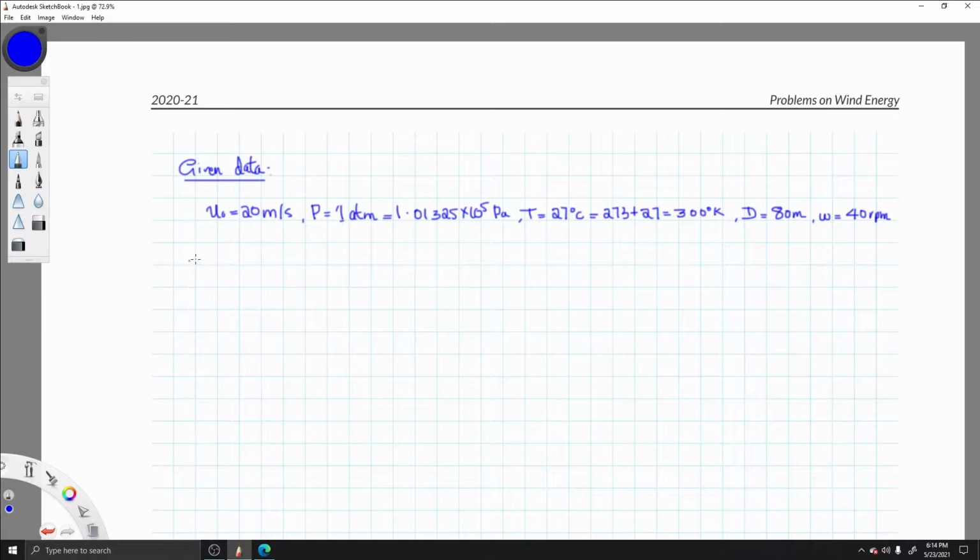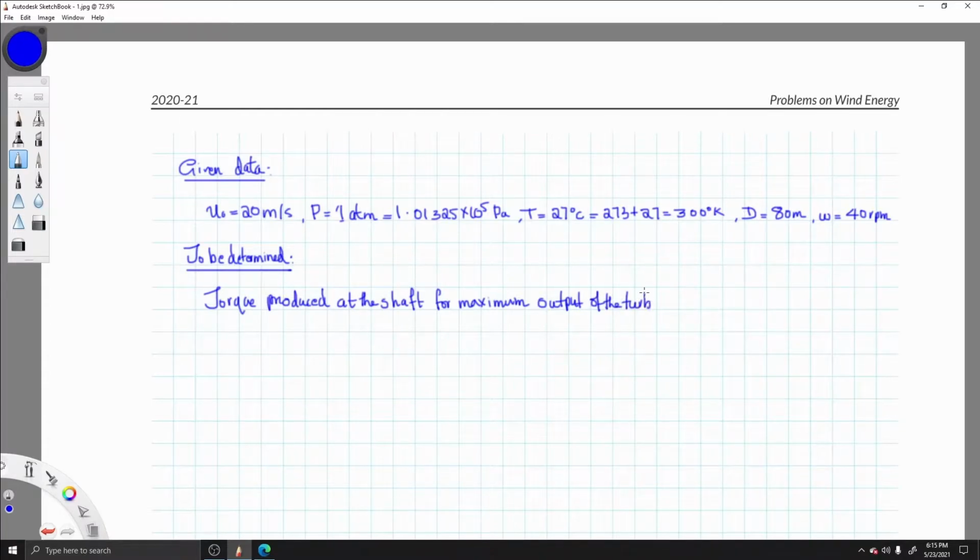Okay, so what are the things to be determined? To be determined, we have to determine the torque produced at the shaft for maximum output of the turbine. So we'll go to the solution part.